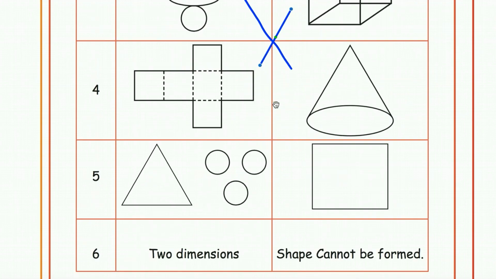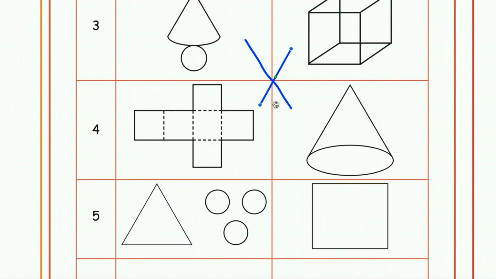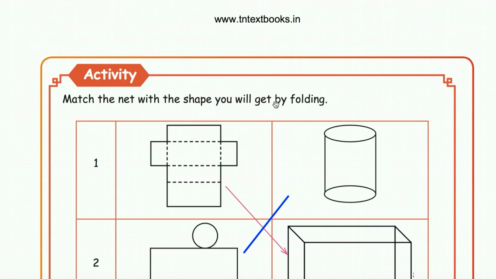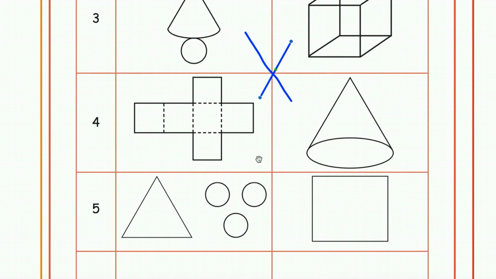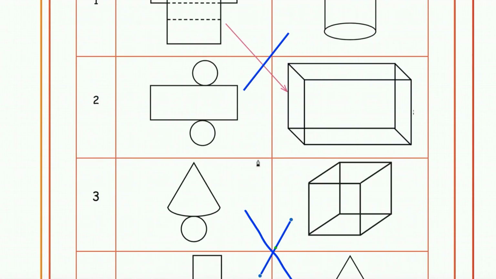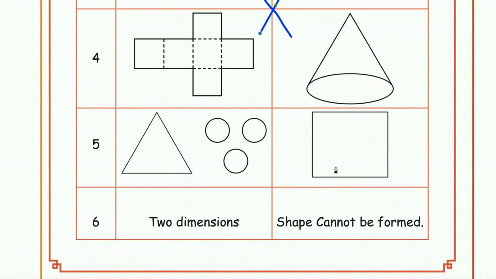It passed and we got the shapes. Now the rectangle. There is no fold corresponding to a rectangle here, so this one we won't get. Two dimensions, rectangle.